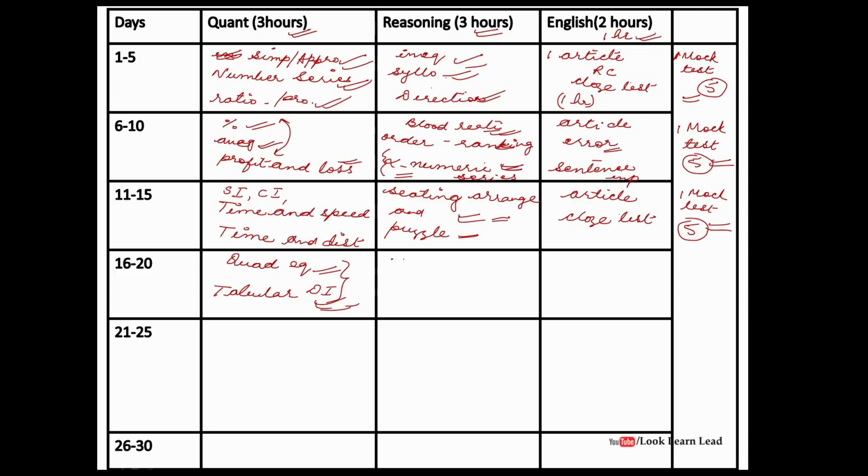In reasoning you would be having coding, decoding and machine input output. These are somewhat interrelated topics, so you would be concentrating on this. Here also you can reduce your time by 1 hour. So you have set 1 hour here, 1 hour here. English you must have already done. 1 article daily is a must.